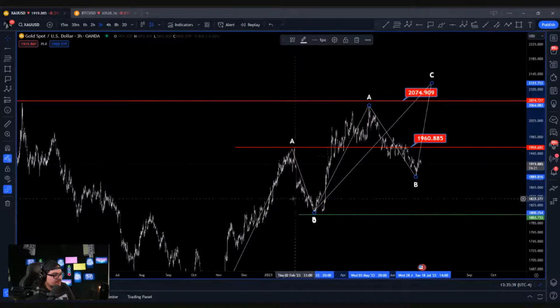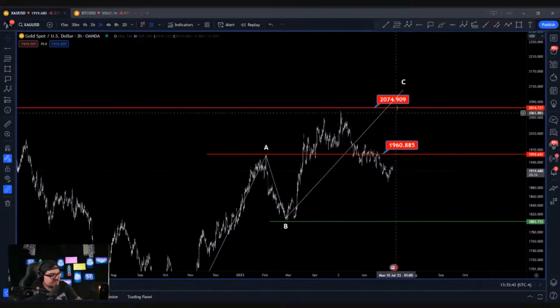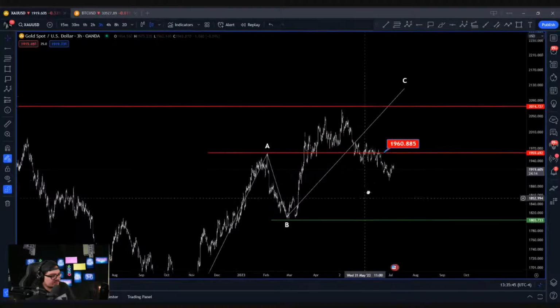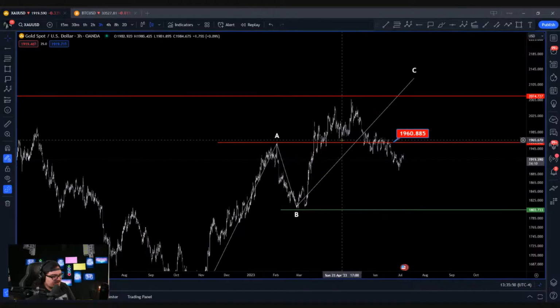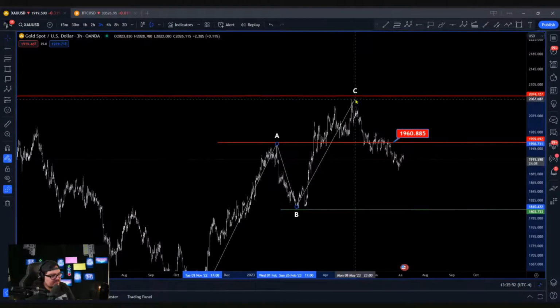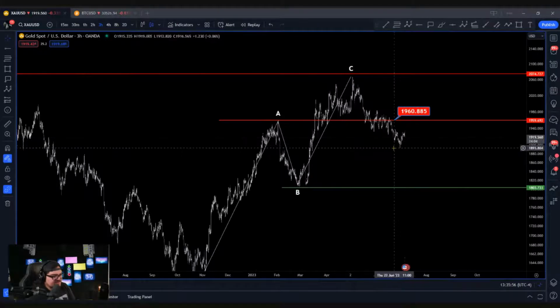All right, so at the moment, we have a larger ABC here in the red. I'll clear this up for you so it's not too confusing. Ultimately, I would like to see price put in a higher high before going ahead and breaking this, but at the moment, we do have a potential bearish ABC, which we are currently respecting.